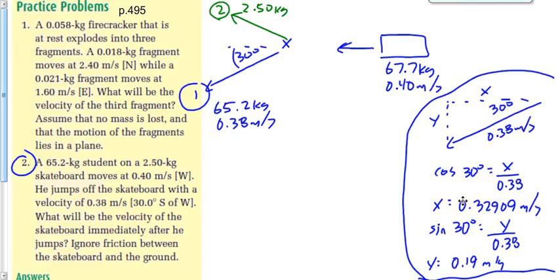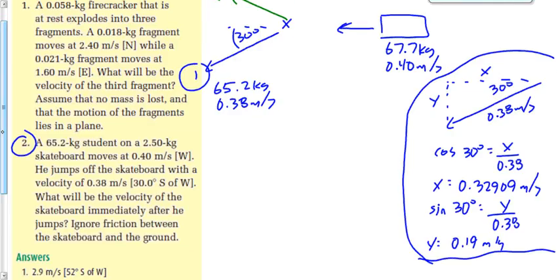Now, I could redraw this if I want. I could redraw this so that it wasn't down at 30 degrees, 0.38, so that it was over to the left and down. I'm not going to this time. Okay, I think we can work without doing that, but if you want to, please feel free to go ahead and do that. All right, X component.